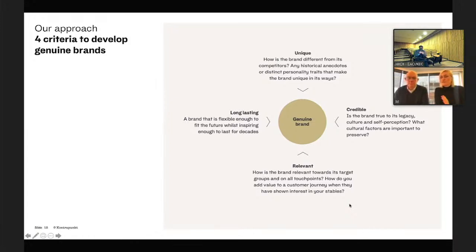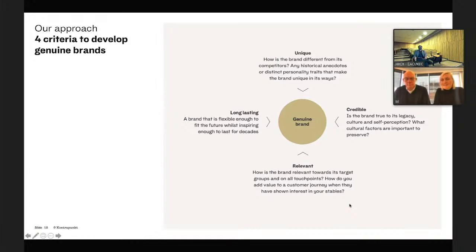So these four criteria are as follows. We want the new brand, or the new transformation of the brand, to be unique. We want to make sure that it doesn't look like other competitors, for example. Is there anything that we can draw from either history or some new ambitions that is just for this company to stand out with? Then let's tap into that to make sure that the identity and the experience that we have with the brand is unique.